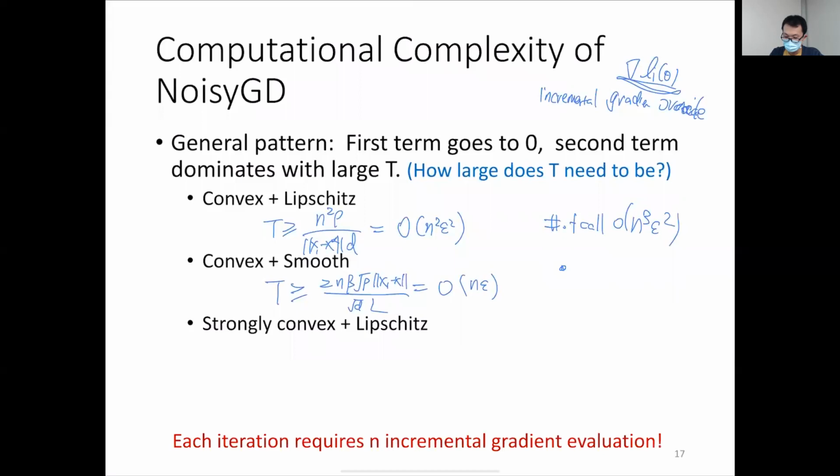Okay, now it works. So the number of incremental oracle calls is order of n squared epsilon.